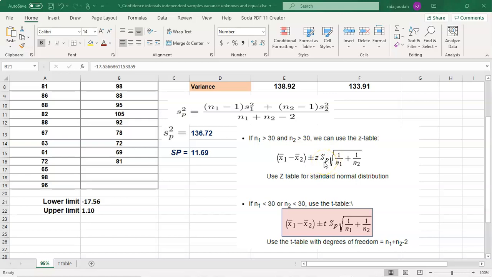The pooled standard deviation is the standard deviation for the two samples using this formula. The formula is the degrees of freedom N1 minus 1 times the variance of the first sample, plus the degrees of freedom for the second sample times the variance of the second sample, divided by N1 plus N2 minus 2. This is the degrees of freedom of both samples. After we find the variance, we can find the pooled standard deviation by taking the square root of this variance.